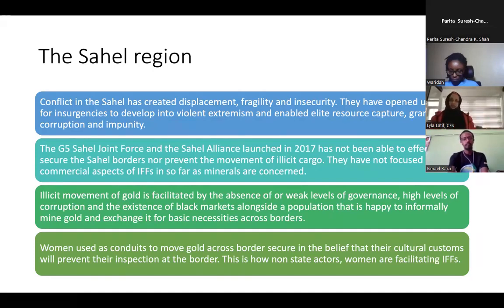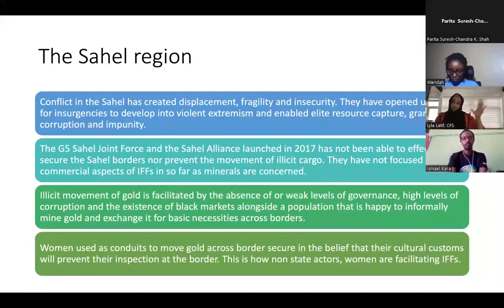The Sahel region has opened up spaces for insurgencies to develop into violent extremism and enabled elite resource capture, grand corruption, and impunity, putting the control of borders and movement across it in the hands of armed or terrorist groups who are part of an interactive network involving corrupt state officials and multinational corporations who use these armed groups as conduits to transfer minerals out of the Sahel region.